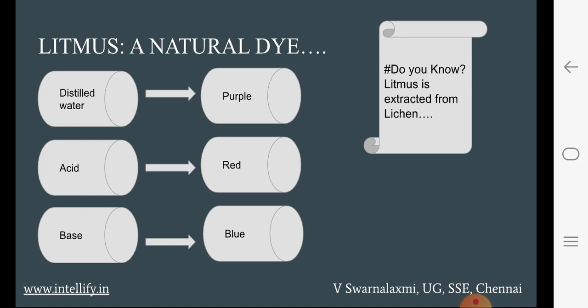So, what does that mean? Litmus is a natural dye. It means we generally use two types of litmus paper, red litmus paper and blue litmus paper. So, the natural color of any litmus paper in distilled water is purple in color.